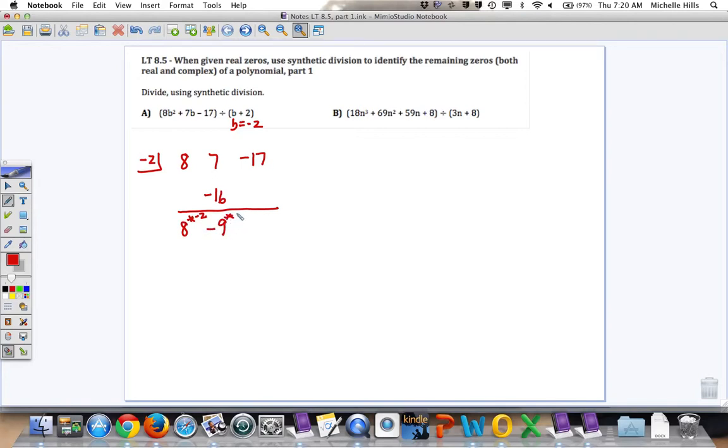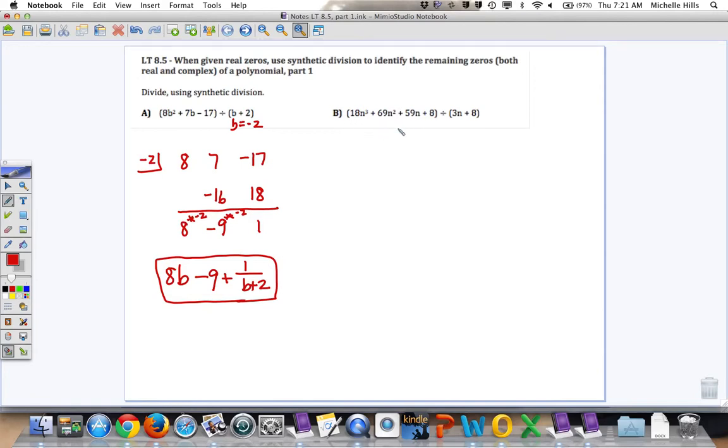Multiply that number by negative 2, which is positive 18, and put it here. Negative 17 and 18 is positive 1. Now we had an 8b squared to begin with, and we've divided it by a b. So this is now 8b instead of 8b squared, minus 9, which means this is our remainder, so plus 1 over b plus 2. Now these are the same problems from your notes the other day, so you can compare and see that they're really the same answer.